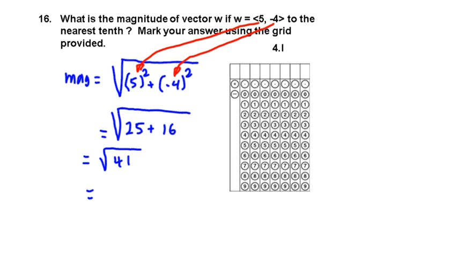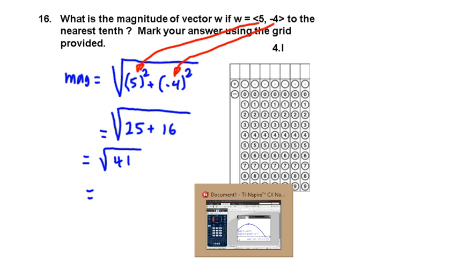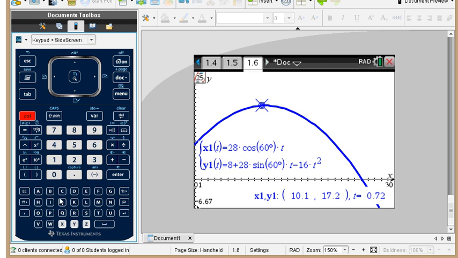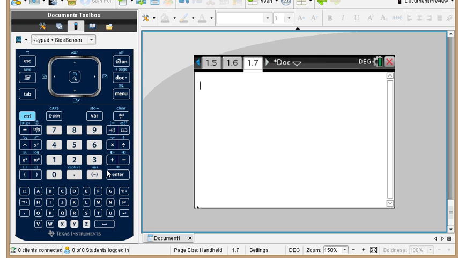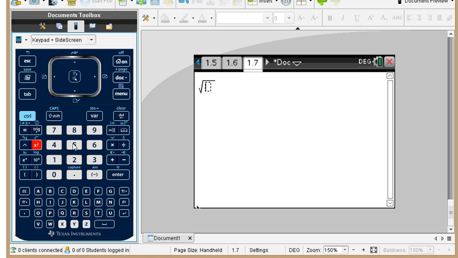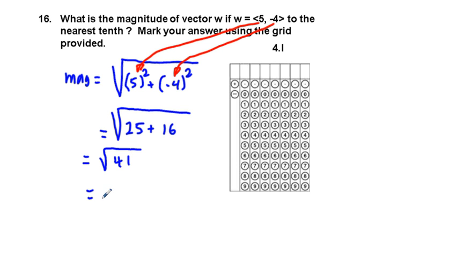But we cannot put the square root of 41 up here. So we're going to go to our calculator, and we need the nearest tenth. Square root of 41 looks like, to the nearest tenth, 6.4. So we go up here and we put in 6.4. Now we can put these answers anywhere in the grid we want to, as long as the numbers consecutively are correct. So 6.4.